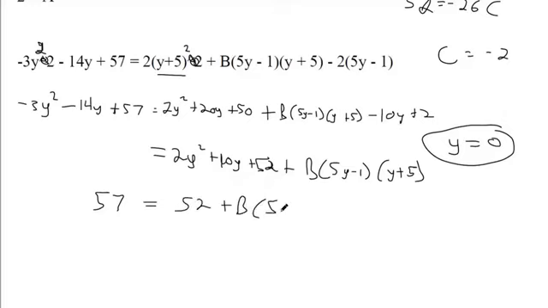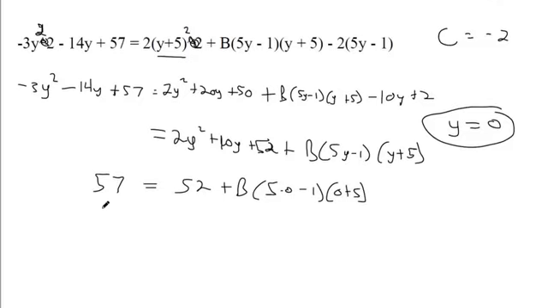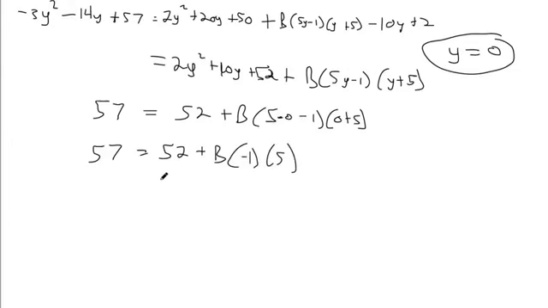And then we got 5 times 0 minus 1. And then we got 0 plus 5. So 5 times 0 is 0. 0 minus 1 is negative 1. And then it's 5 in the other parentheses. So subtract that 52 from both sides. We get 5 equals negative 5 times B. Or in other words, B equals negative 1.